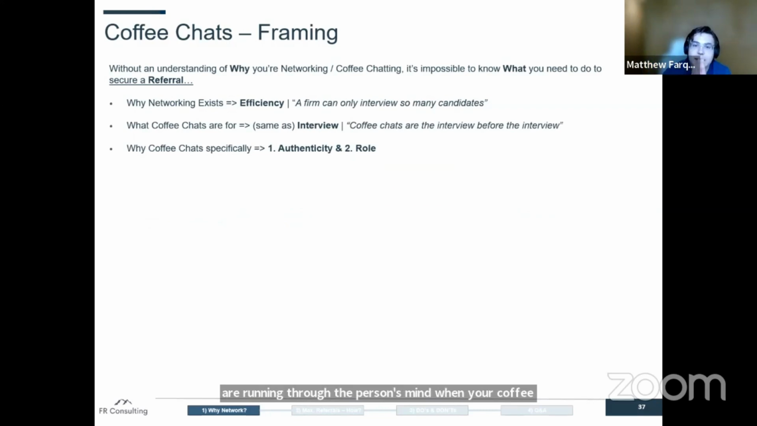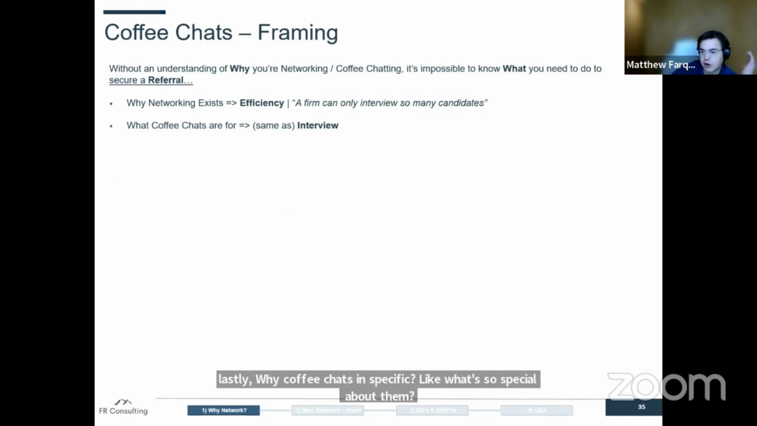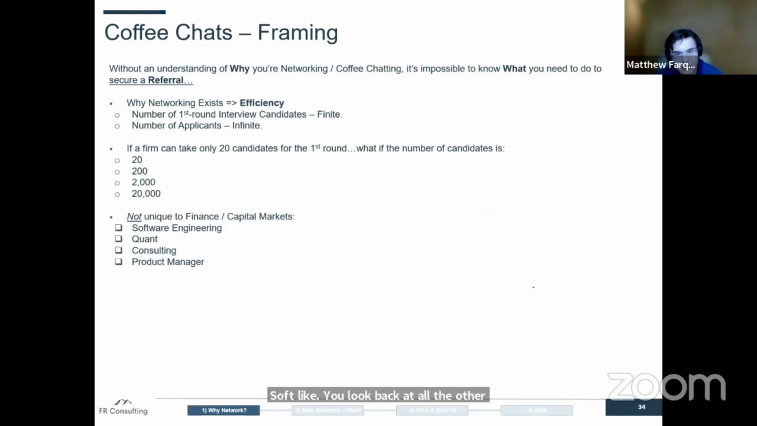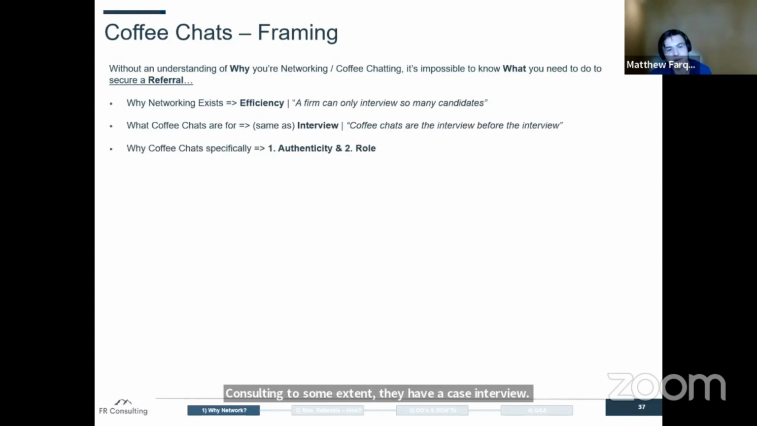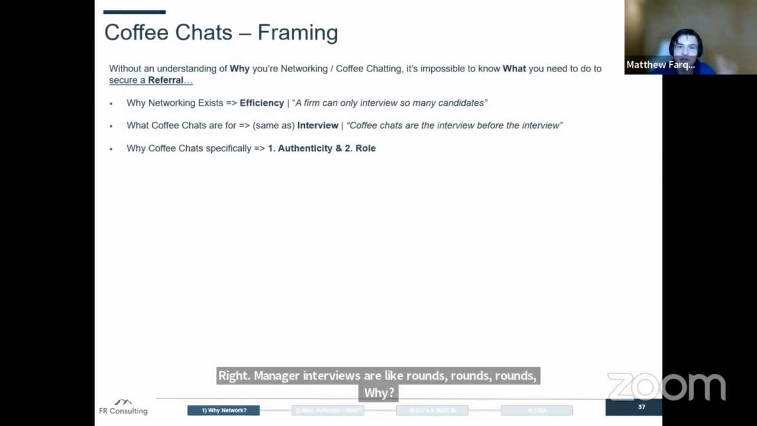So lastly, why coffee chats in specific? What's so special about them? You look back at all the other roles, right? Software engineering, they don't have coffee chats. Quant doesn't have coffee chats. Consulting, to some extent, they have a case interview though. Product manager interviews are like rounds and rounds and rounds. Why coffee chats for investment banking? 2 things: 1, authenticity, and 2, role.